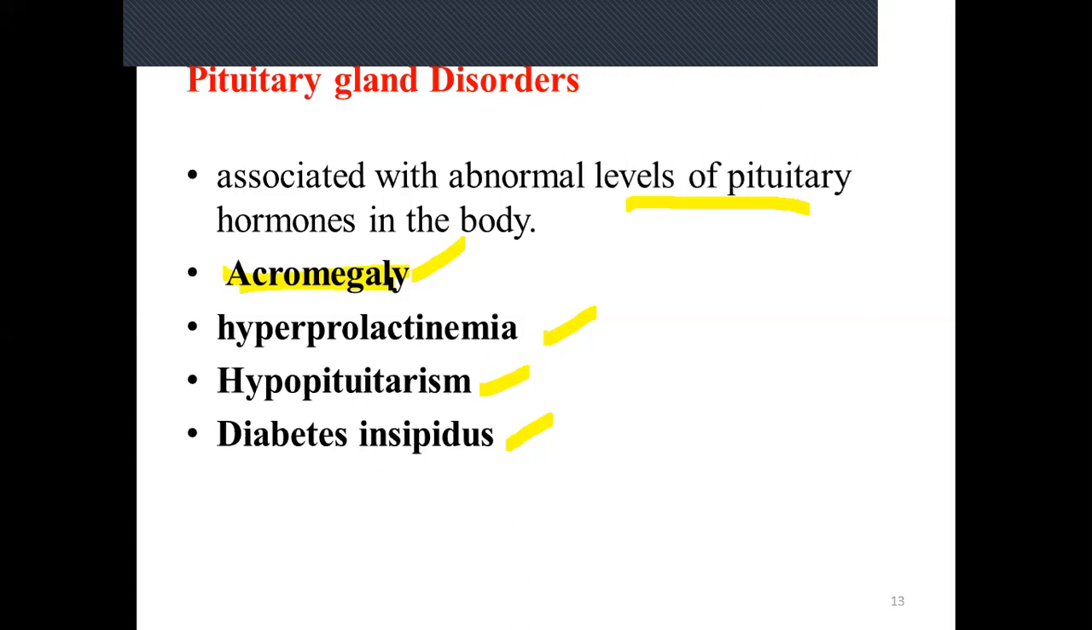Is there any volunteer who is willing to try? What does acromegaly stand for? Can I try? Yes, please. It occurs due to excess growth hormone.